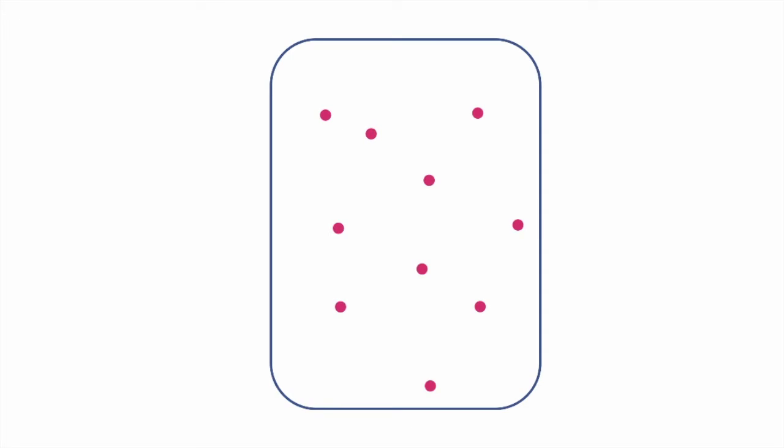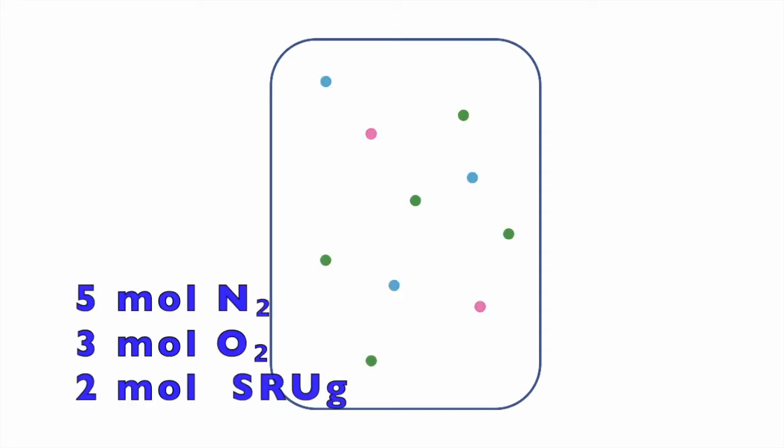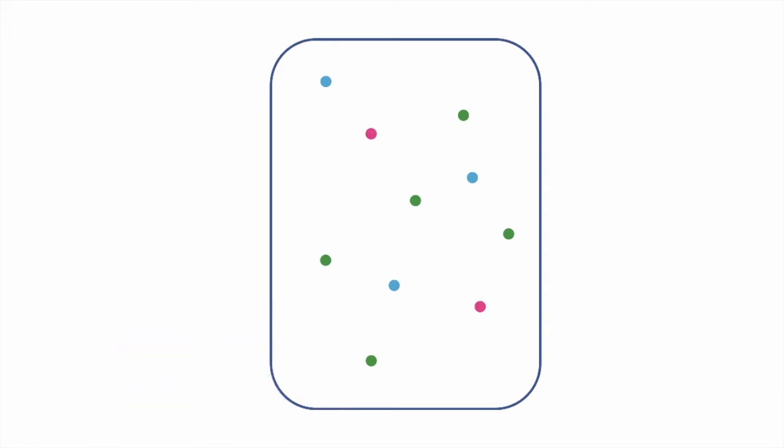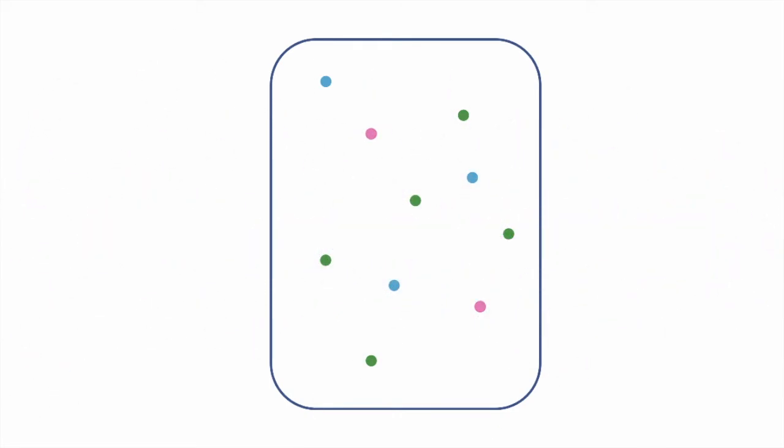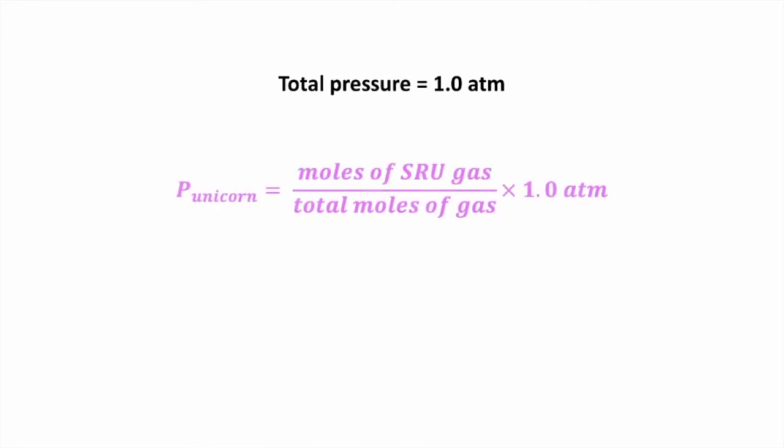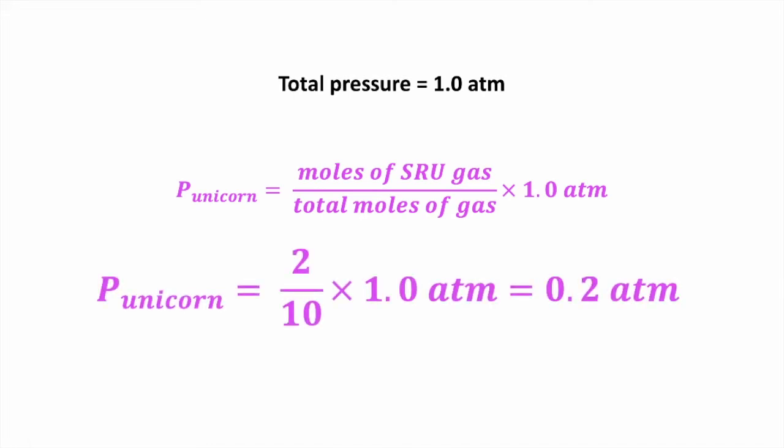Now say I have 10 moles of a mixed gas in the container. 5 moles are nitrogen, 3 moles are oxygen, and 2 moles are sparkly rainbow unicorn gas. If I want to know the partial pressure of sparkly rainbow unicorn gas, all I need to know is the total pressure and the mole fraction. So let's say the total pressure in our tank is 1 atmosphere. To get the partial pressure of our sparkly rainbow unicorn gas, we just need to multiply the total pressure in our tank, which is 1 atmosphere, by our mole fraction, which is 2/10, and we get 0.2 atmospheres.